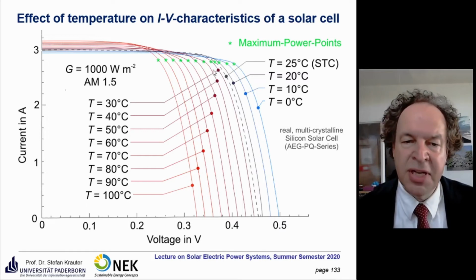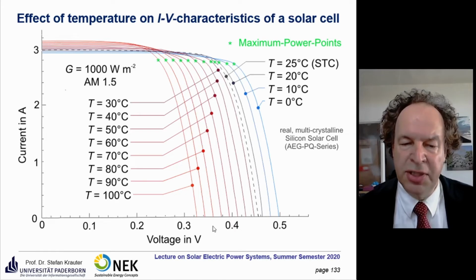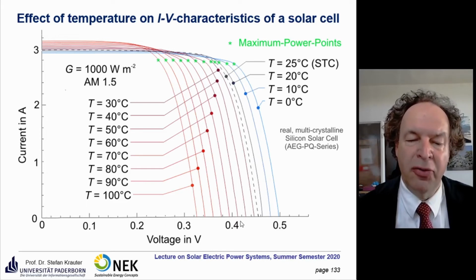In general, you can see that the temperature increase causes a loss in voltage, which is in about the vicinity of minus 0.4% per Kelvin. That means that at 10 degrees of temperature increase, you lose about 4% in voltage, but also in power output.